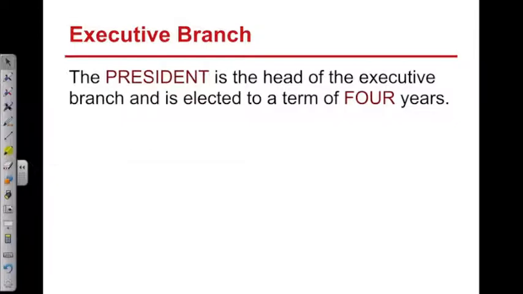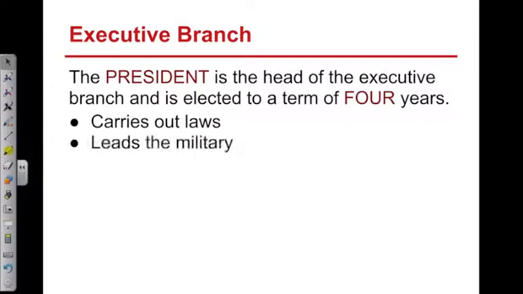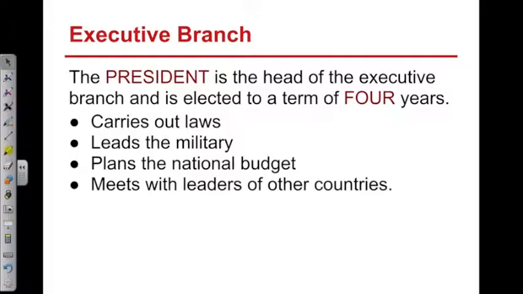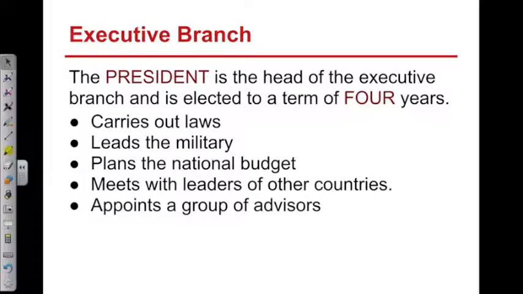The president or the executive branch has several duties. First one is to carry out the laws and lead the military. We call this the commander-in-chief. One of the president's titles is commander-in-chief, which means he leads our military. Our president plans the national budget that tells how the government will spend its money. The president meets with leaders of other countries. And the president also appoints a group of advisors called the cabinet who help with important decision making.